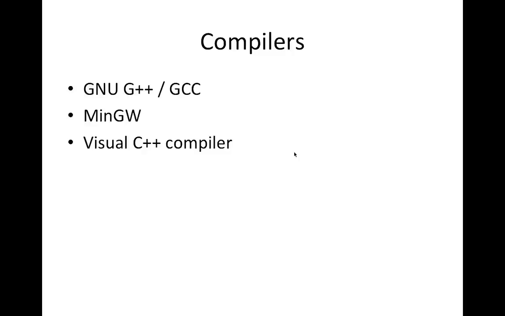So I'm going to be using the GNU G++ compiler, and that runs on Unix type systems. I'm using a Mac, which is a Unix type system these days. If you're using Windows, you can use MinGW. It's also free, and that stands for, I think, Minimal GNU for Windows. It's the same compiler, just ported to Windows.